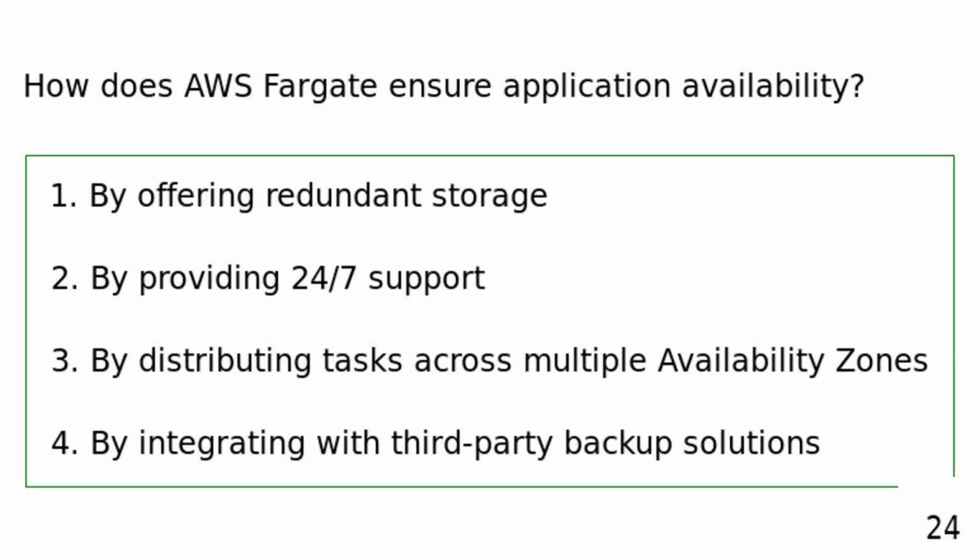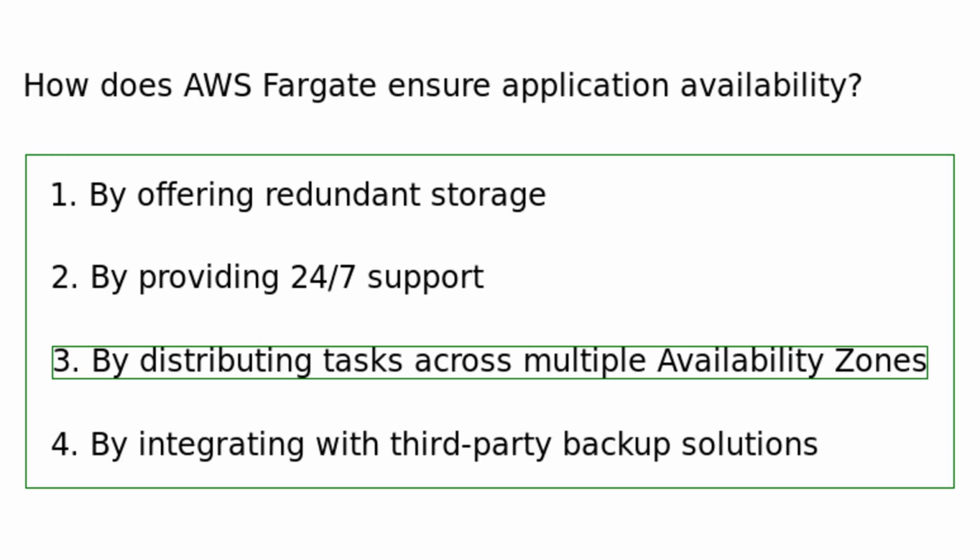How does AWS Fargate ensure application availability? By offering redundant storage. By providing 24/7 support. By distributing tasks across multiple availability zones. By integrating with third-party backup solutions. AWS Fargate ensures application availability by distributing tasks across multiple availability zones, enhancing fault tolerance.